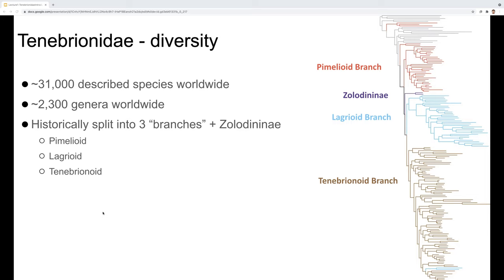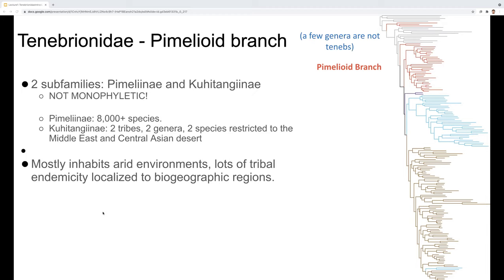Again, historically split into these three branches, the Pimelioid, Lagrioid, Tenebrionoid, plus there's this subfamily Zolodonini, which was kind of weird and unplaced in those three branches. And so now we're just going to walk through some of these subfamilies. So first we have this Pimelioid branch. There are two subfamilies in the world that belong to the Pimelioid branch. We have Pimeliinae and Cudiaginini.